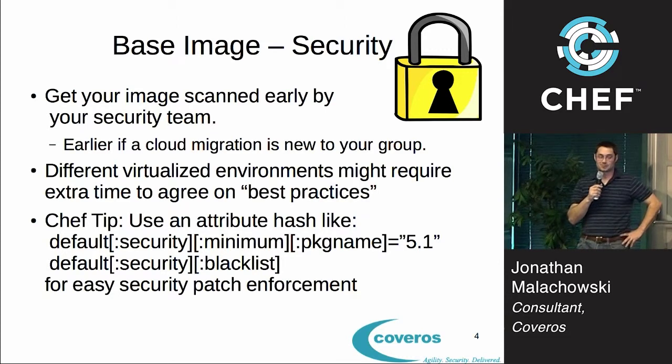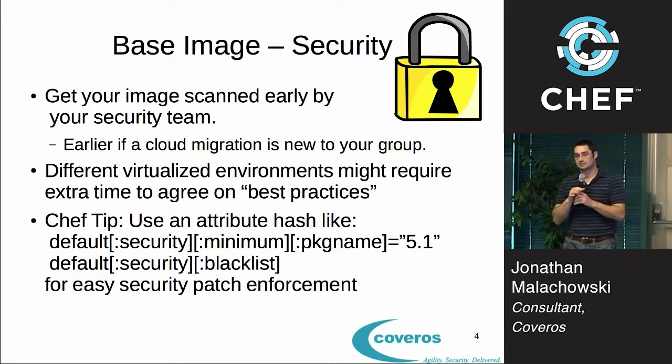Also, you can make a pretty useful cookbook for hardening. A simple attribute tree lets you add and remove basically CVEs straight to the attribute list. So you can iterate through them in your recipes and erase things if you need to, or upgrade them when they exist on the system.